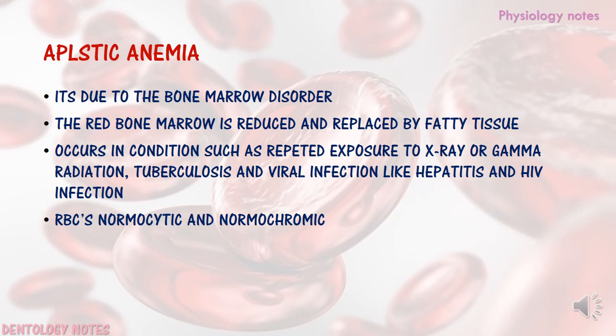Aplastic anemia is due to bone marrow disorder. The red bone marrow is reduced and replaced by fatty tissue. It occurs in conditions such as repeated exposure to X-ray or gamma radiation, tuberculosis and viral infections like hepatitis and HIV infection. RBCs are normocytic and normochromic.